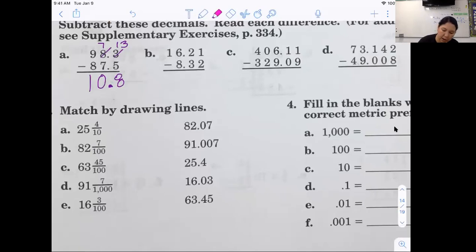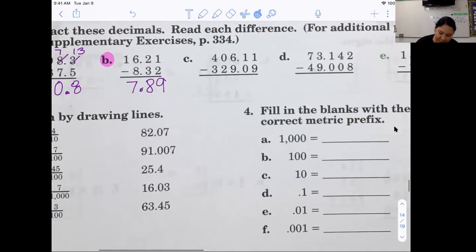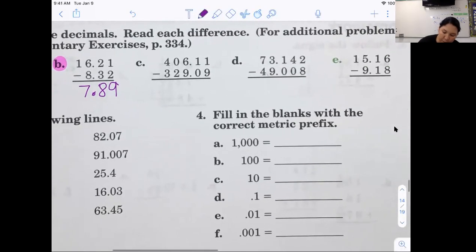Okay, I want you to try B by yourself. Pause the video and try it. Let's see what you get. All right, did you get 7.89? If you didn't get that, you maybe forgot to borrow. You had to borrow twice on this one. Bigger bottom, better borrow. Okay, let's do C together, and then you're going to do D all by yourself.